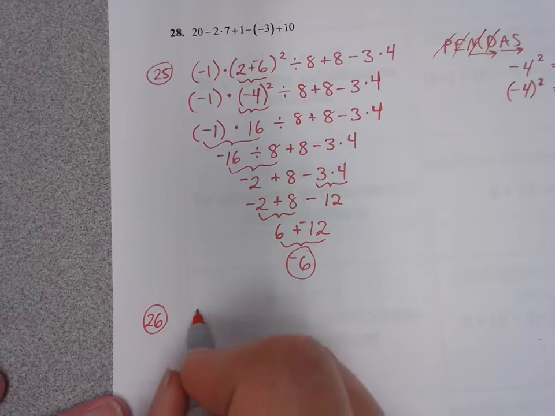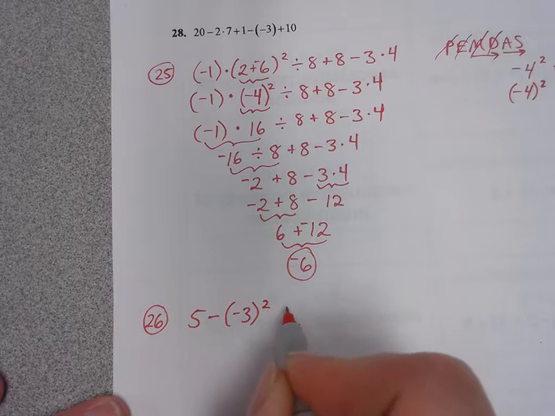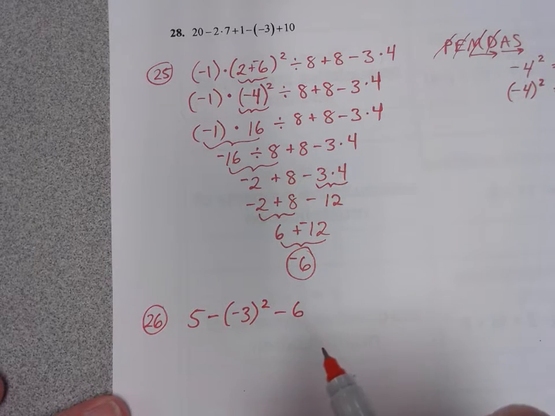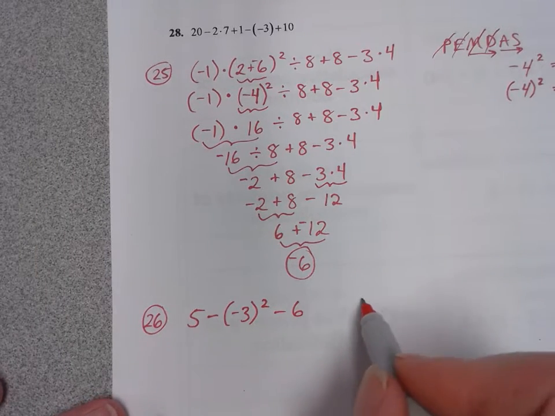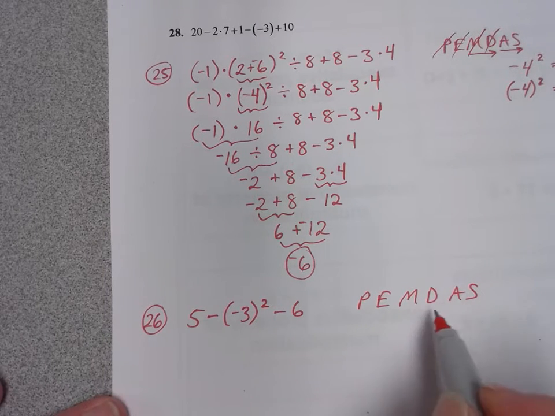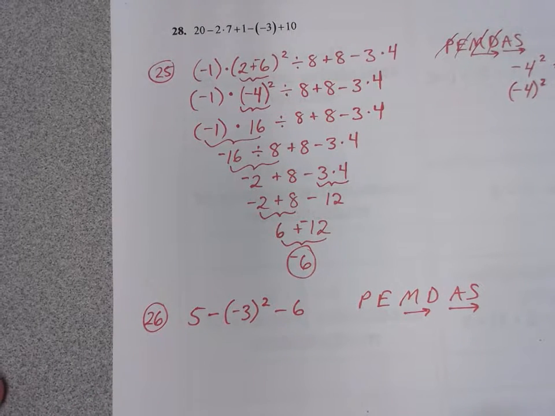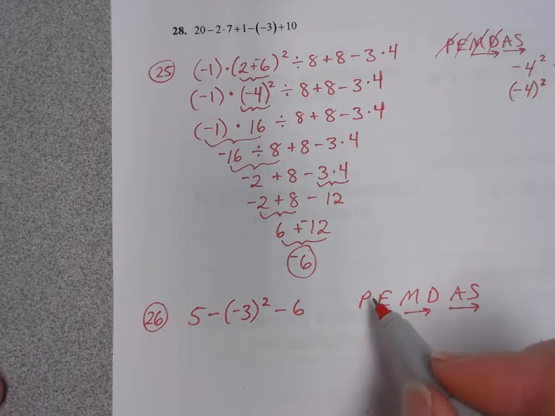So 26 says 5 take away a -3 squared minus 6. All right, thinking of PEMDAS again, or GEMDAS, depending on which one you prefer. They really will accomplish the same task in order of operations. Are there parentheses? The answer is yes, but look inside. It's only an integer. They're just holding an integer in here for some reason. Nothing I can do inside.